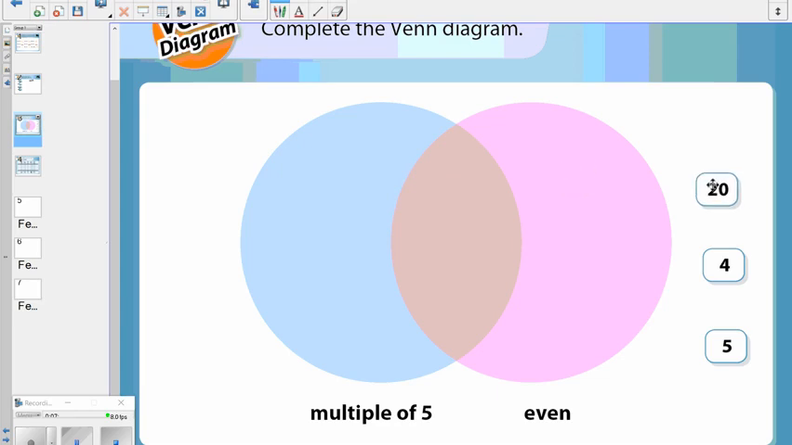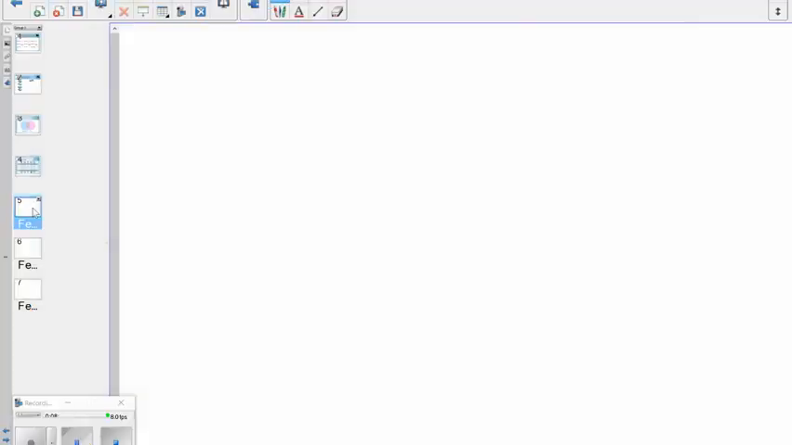20. Is it even? Does it end in a 0, 2, 4, 6, or 8? Yes, it does. Does it end in a 0 or 5? Yes, it does. So it's both. 4. 4 is going to be even. 5 is going to be a multiple of 5. All right. Let's skip down and do just a little bit of work with these skills.